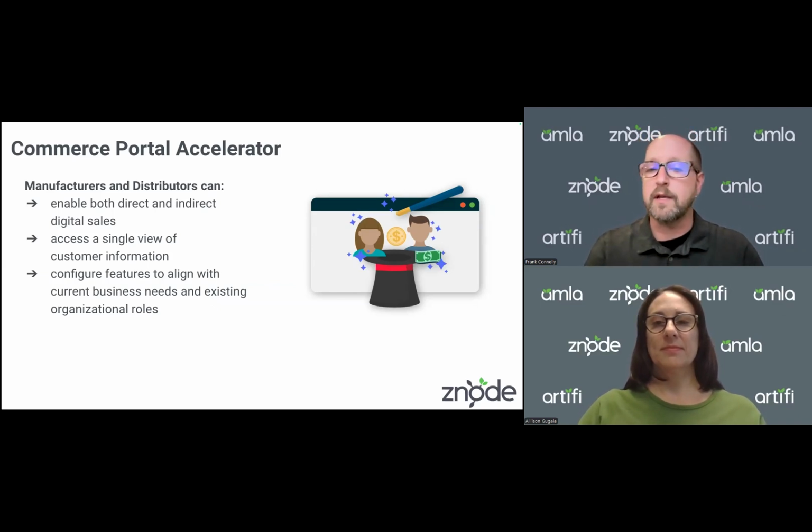So our thought was, why not support this model with a native accelerator to help that go along faster? So the Commerce Portal really gives manufacturers and distributors the ability to enable indirect and direct sales, so cart and checkout, and more of a guided order creation process. The portal allows sales reps and customer service teams a single shared view of that customer information within the Znode platform. And there are views and capabilities that can be configured by role, to really align those capabilities with current business process and organizational structure.